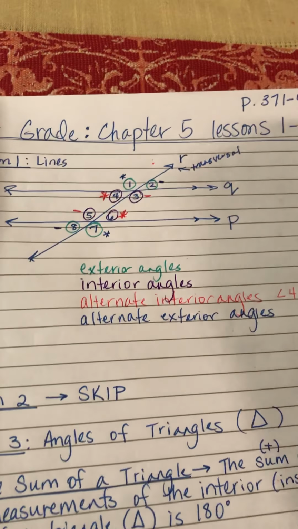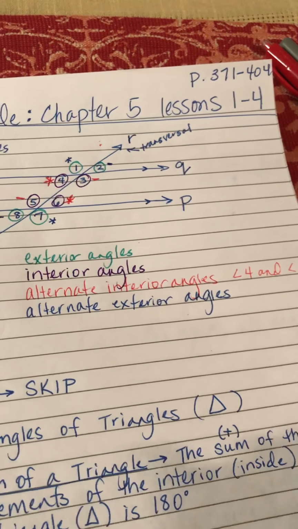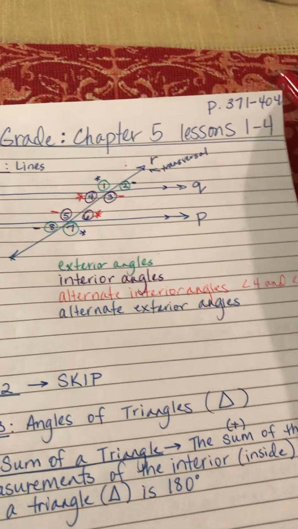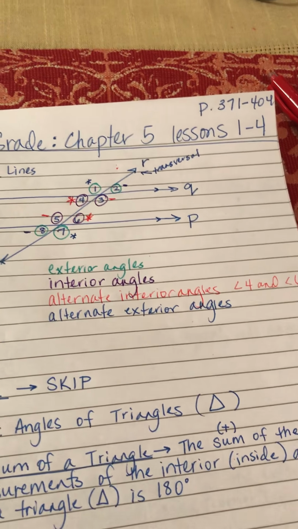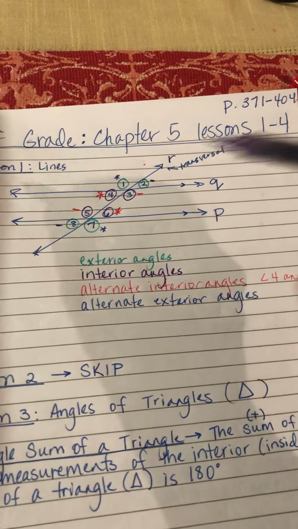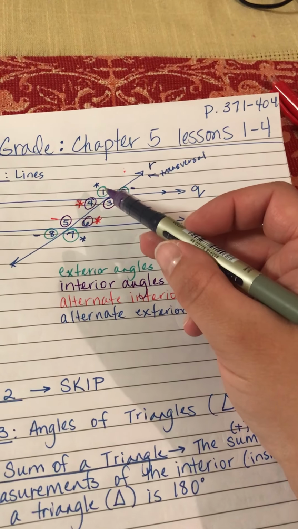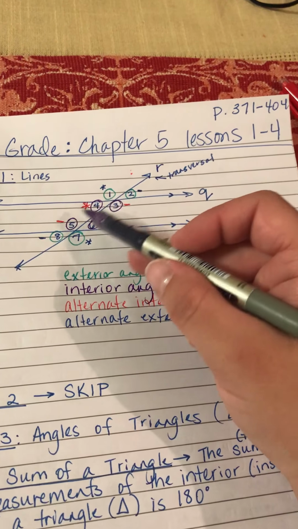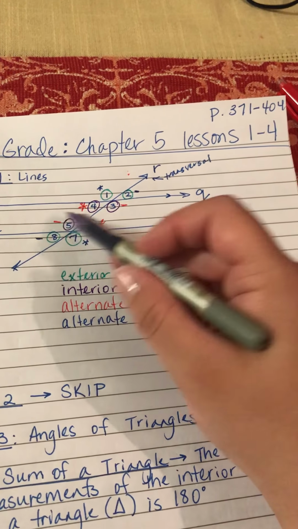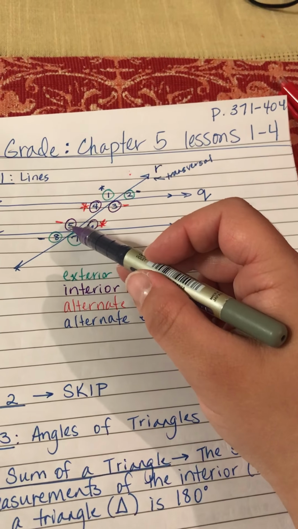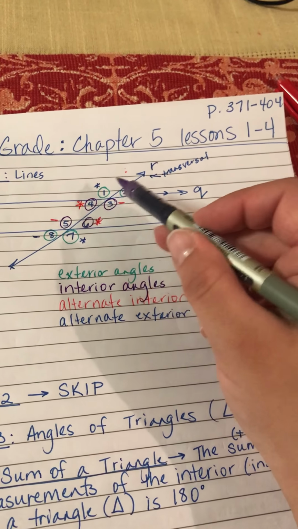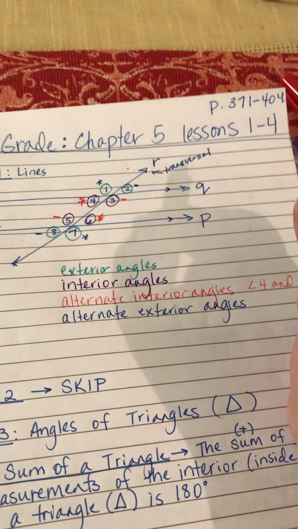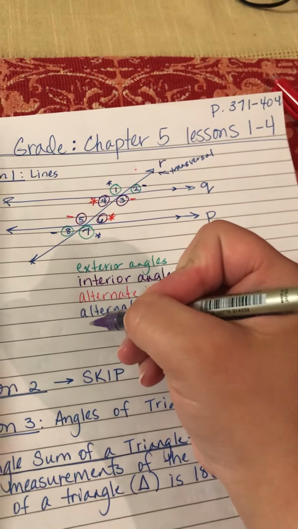The last set is going to be called corresponding angles, and I'm not sure what color to do for these. So corresponding angles would be in the same position. So for example, 1 and 5 are in the same position on the two parallel lines. The 5 is up at the top left-hand corner, and the 1 is also the top left-hand corner. So these are called corresponding angles.